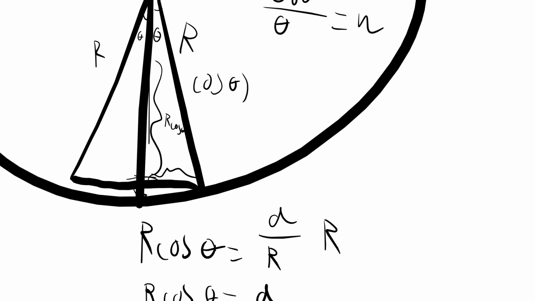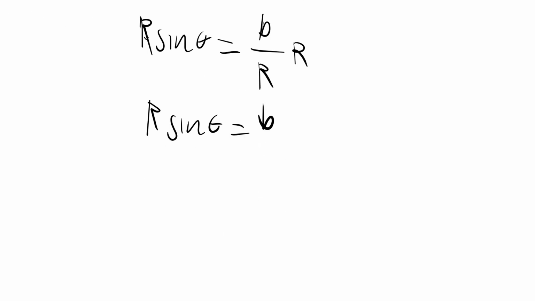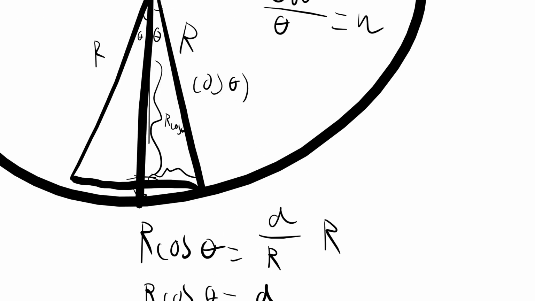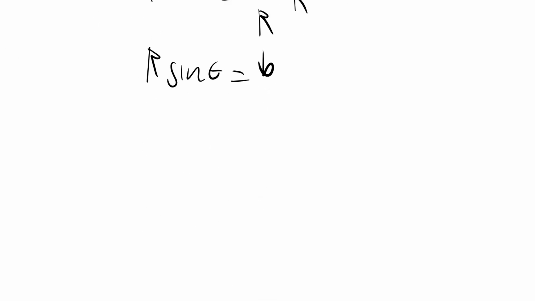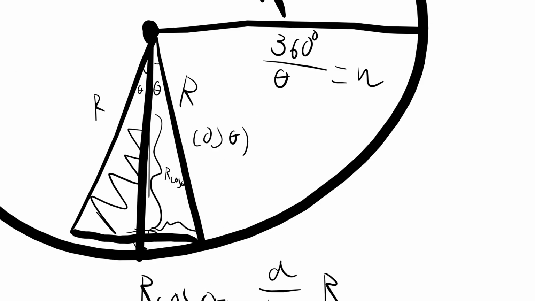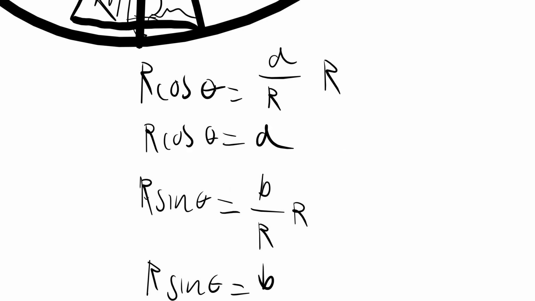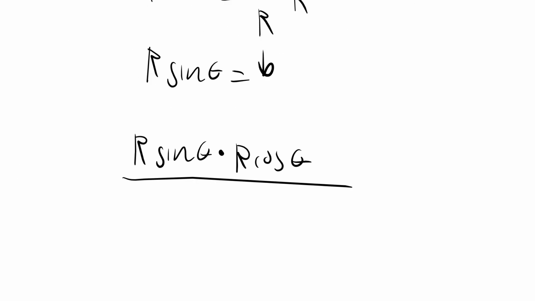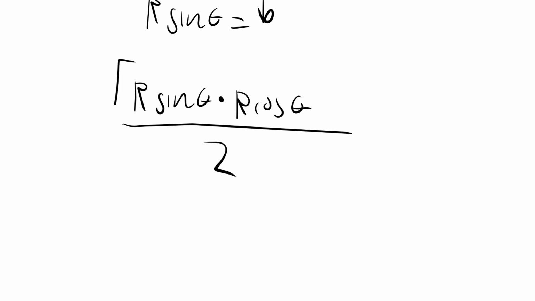We can find the area of this little triangle right here. It's base times height divided by 2. So the base we'll say is r sine theta, so we have r sine theta times r cosine theta over 2, because we're finding the area of this, so you have to divide by 2. Then we put that into here, and you have to multiply by the number of sides, so that would be 360 degrees over theta.